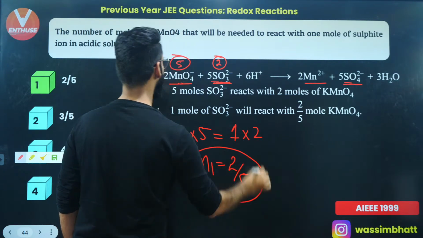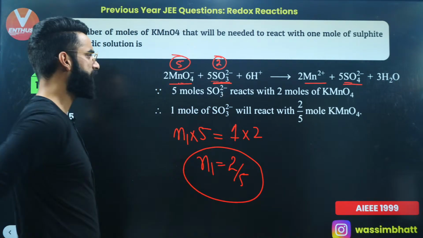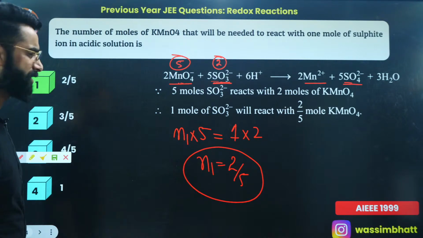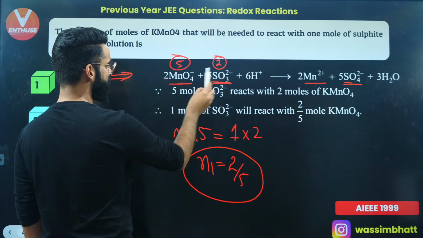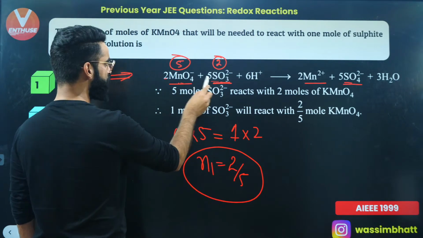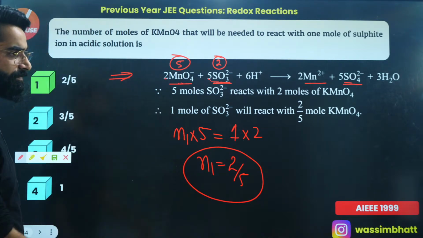So 2 by 5 moles of MnO4 negative are required to react completely with 1 mole of SO3 dinegative. Or since it is a balanced chemical equation, you can simply see 2 moles react with 5 moles, so 1 mole reacts with 5 by 2 moles. Or 5 moles react with 2 moles, 1 mole reacts with 2 by 5 moles.